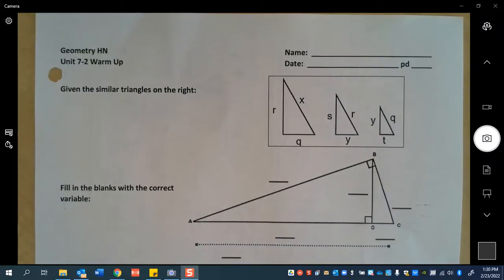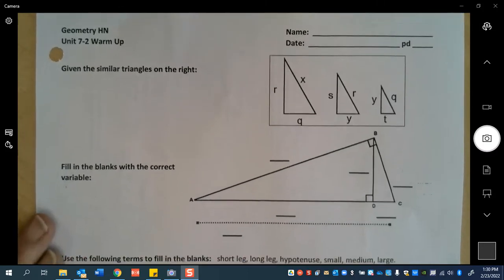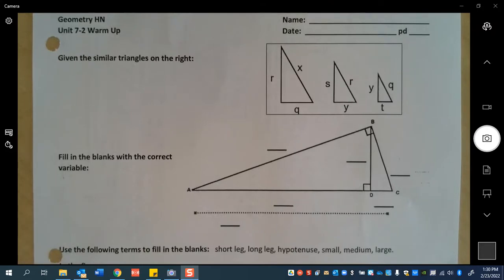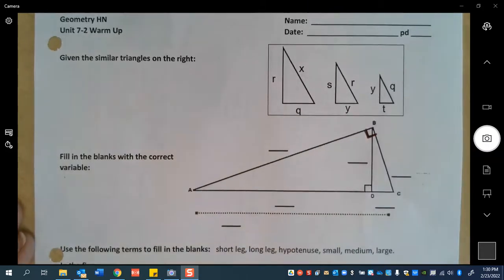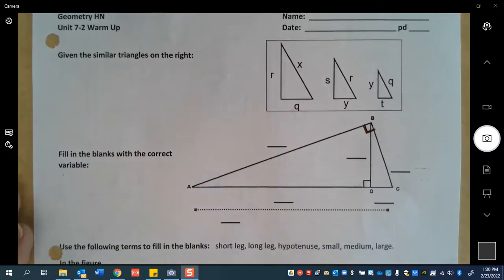All right, so let's take a look at what we were talking about last time with the relationships with these triangles. The whole story last time was about when an altitude is drawn to the hypotenuse of a right triangle, you get three similar triangles. So let's talk about some of those conversations right now.